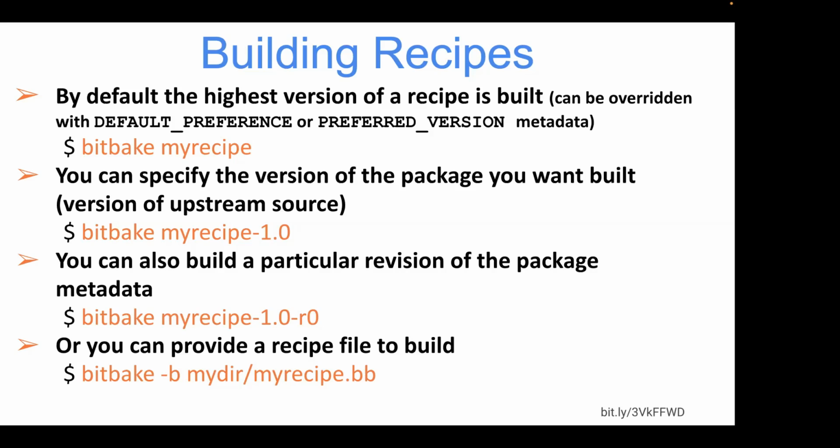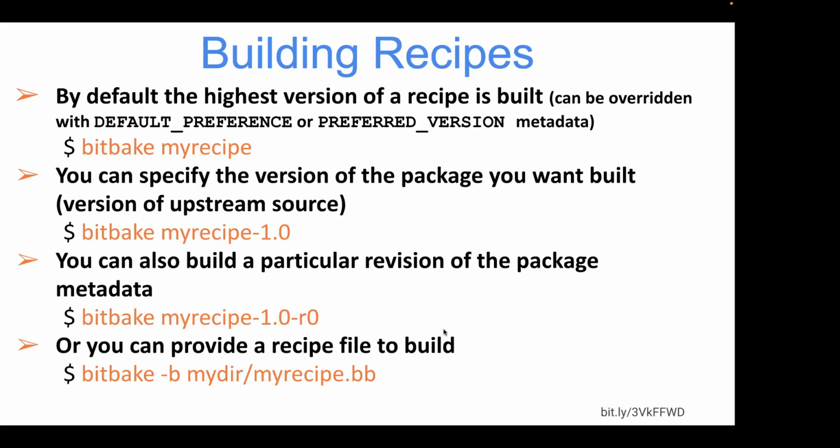You can also specify the version that you want built. And what you'll see here is that we actually call bitbake myrecipe dash and then the version. What this will do is it will look specifically for version 1.0 of myrecipe to make it work. And then, of course, there's also the idea of working with what's called the revision of the package metadata. This is always an R followed by a number. And so bitbake myrecipe dash version dash r and then the number appropriately.